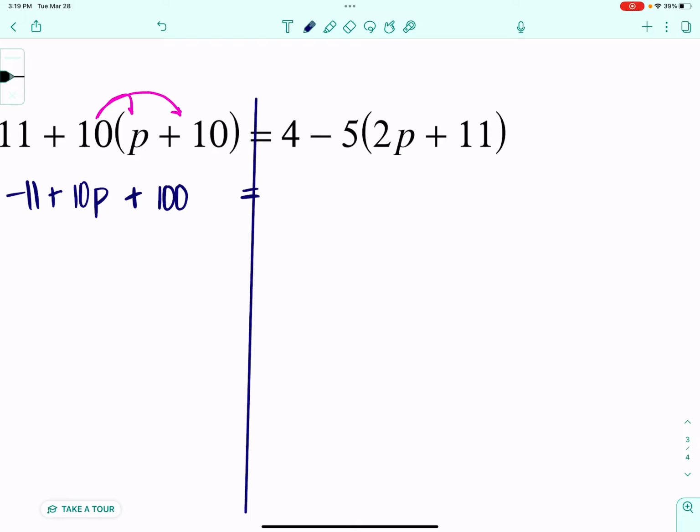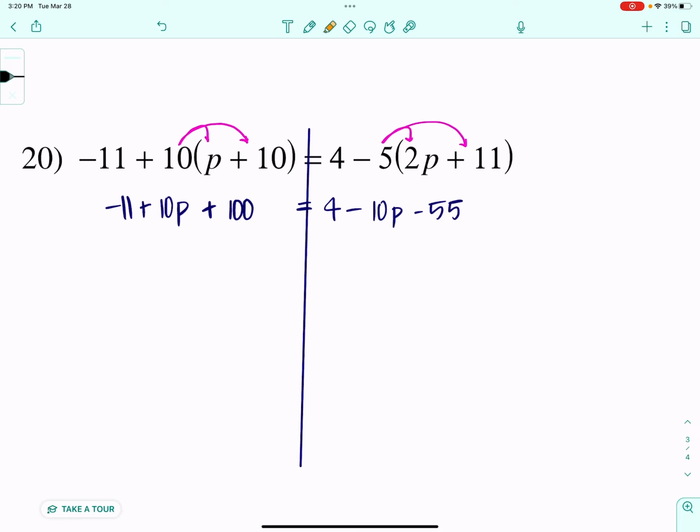On the right side, again, I don't have any like terms right off the bat, but I do see the distributive property staring at me. So I'm going to bring down the 4. And I'm going to do negative 5 times positive 2. That gives me a negative 10p. Then negative 5 times positive 11 is a negative 55.